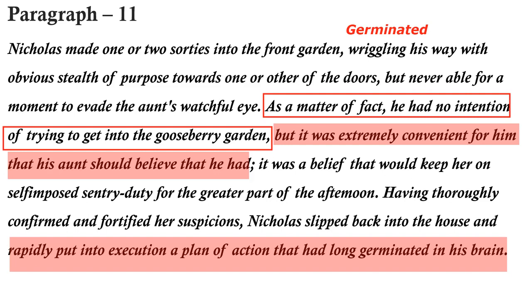Same thing happened. None of these children actually enjoyed it. On the other hand, the execution plan done by Nicholas to enter the gooseberry garden was successful. So Nicholas had a plan. Nicholas had the proper preparation. Nicholas was ready to go, and he had a plan in his mind.